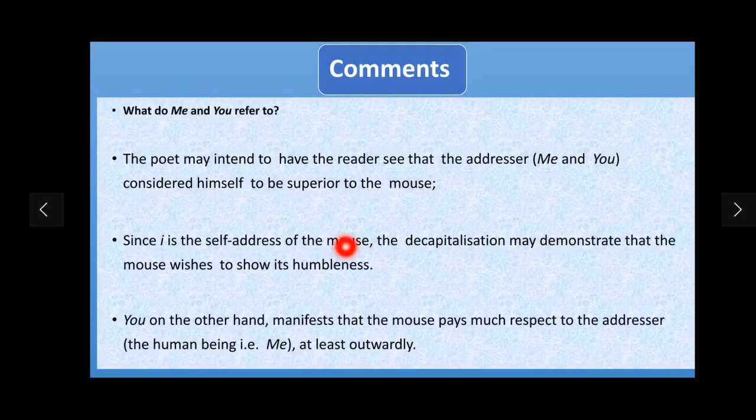So this was all about graphological deviation, right? So we are discussing different levels of deviation. So far we discussed lexical deviation, we discussed phonological deviation, and now we discussed graphological deviation. In the coming lecture, we will discuss syntactic and morphological deviation.